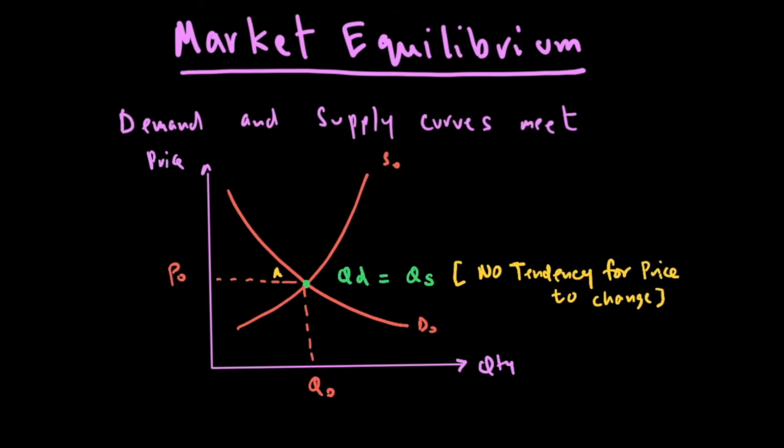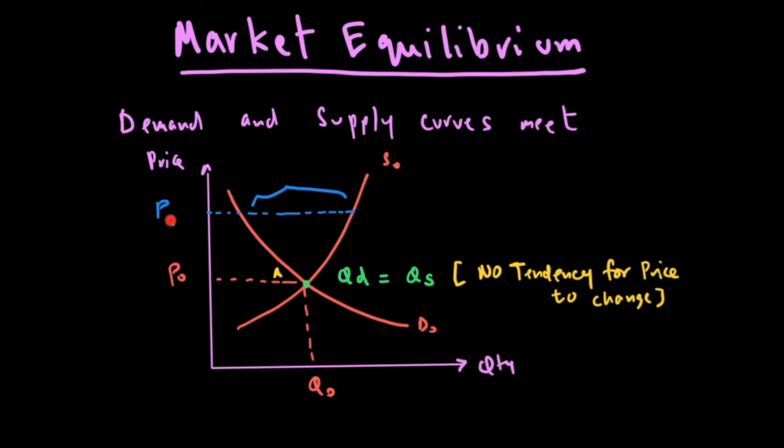Now, we can show this: what if the price is not P naught, but let's say P1, which is above equilibrium? Is this also an equilibrium price? The answer is no, it's not an equilibrium price, because QD is not equal to QS. In fact, at P1, remember, quantity demanded is the quantity bought at a particular price. So this is the point where the quantity demanded is, while this is the point where quantity supplied is.